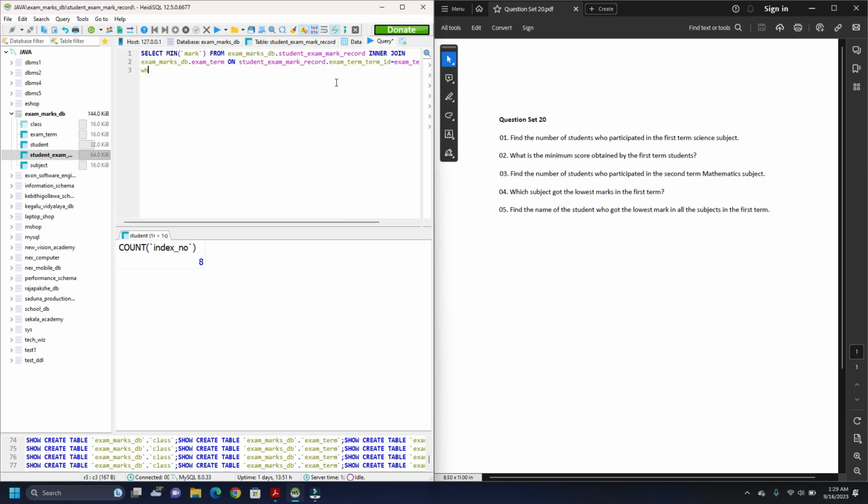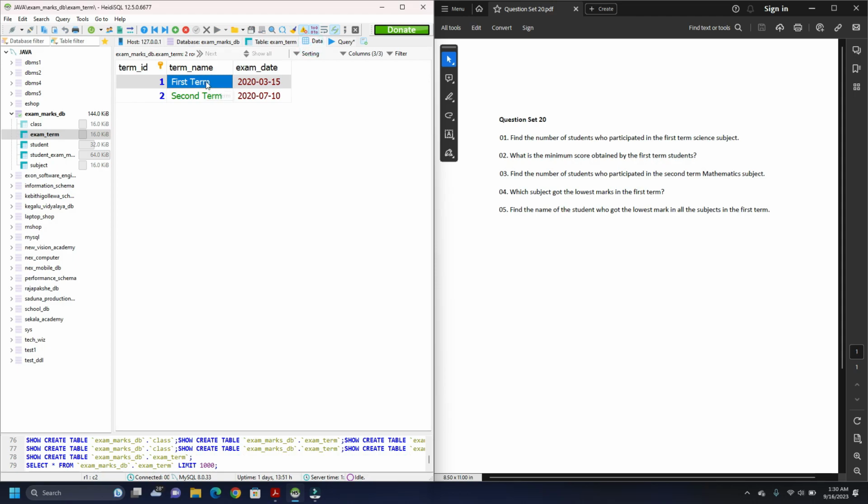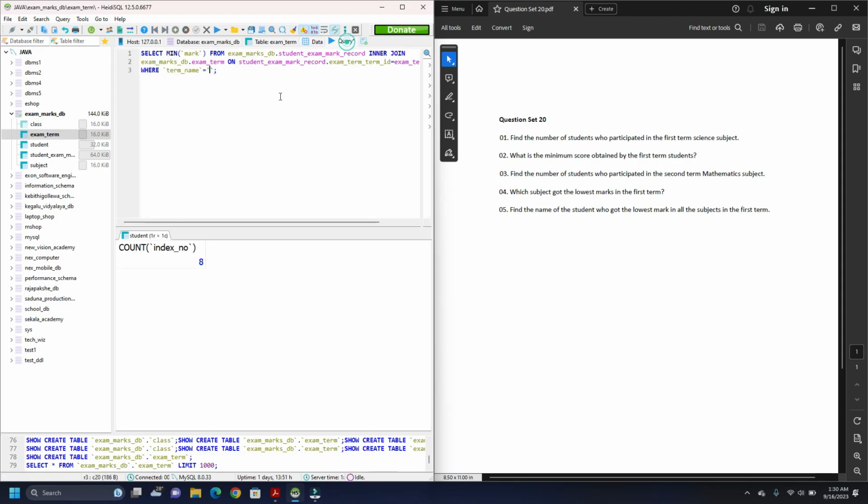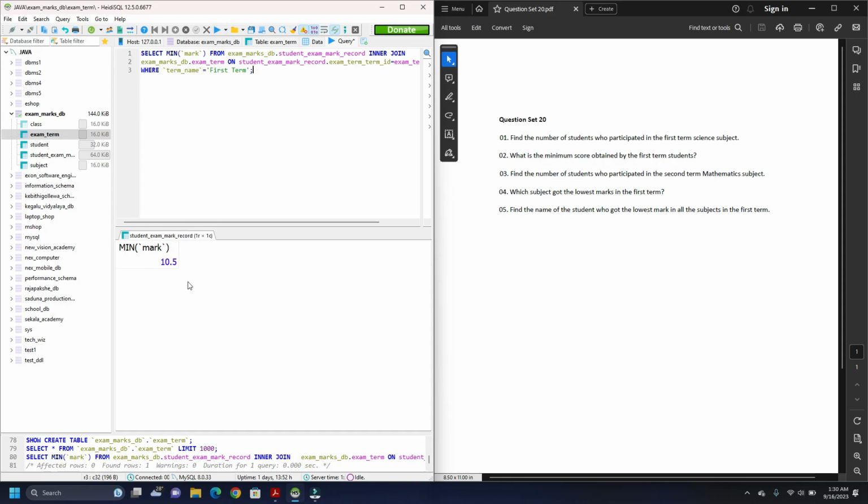And lastly, we write the condition where the term name is first term. And there you go, we have written the query for the second question. Let's go ahead and execute it. So there you go, the minimum mark came out as 10.5 for the first term.